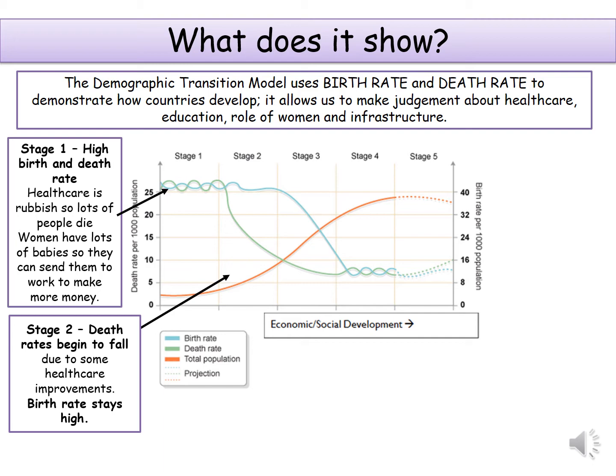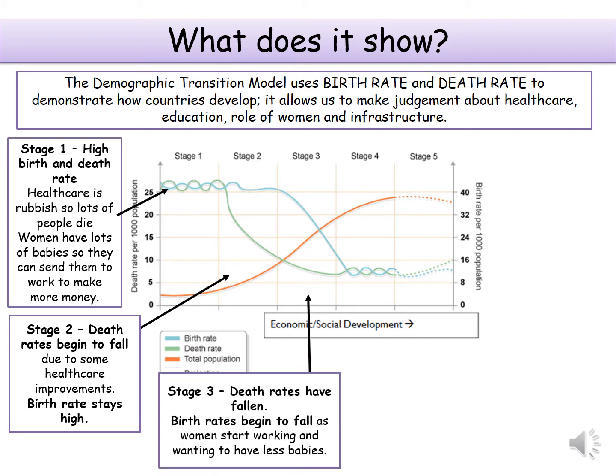Now, stage 3, that middle stage, is my favourite stage because this is where countries now really start to develop. Our death rates continue to fall, which is great because it means our healthcare is getting better. But if you look at the blue line in stage 3, that tells us that birth rate is starting to fall. And the reason that happens is because women are now having education and they're starting to go to work. So they don't want any more babies. They want to go to work instead.